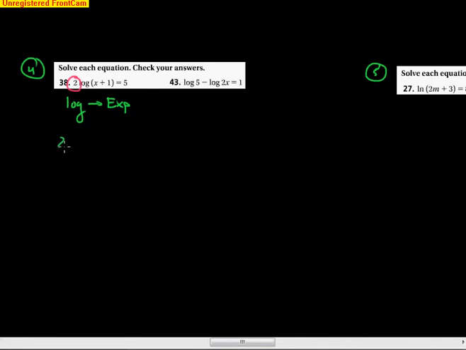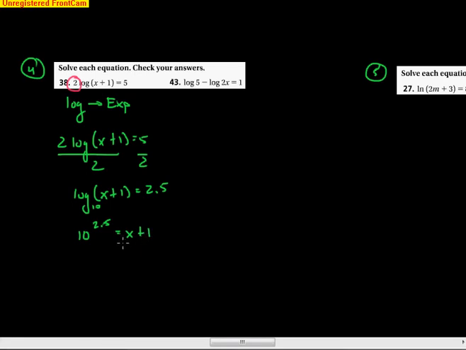So I'm going to rewrite the problem down here. 2 log of x plus 1 equals 5. I'm going to get rid of this 2 by dividing by 2. Log of x plus 1 equals 2.5. And now I'm going to write it in exponential form. Now there is no base written, so the base of this log is 10. So 10 to the 2.5 equals x plus 1. 10 is the base. Remember, the log equals the exponent, so 2.5 is the exponent. Let's figure out what 10 to the 2.5 power is.